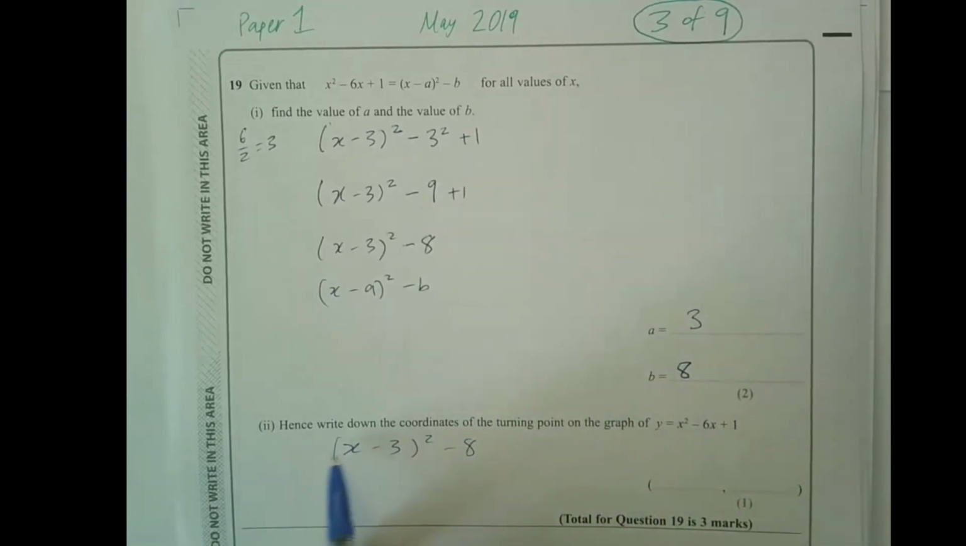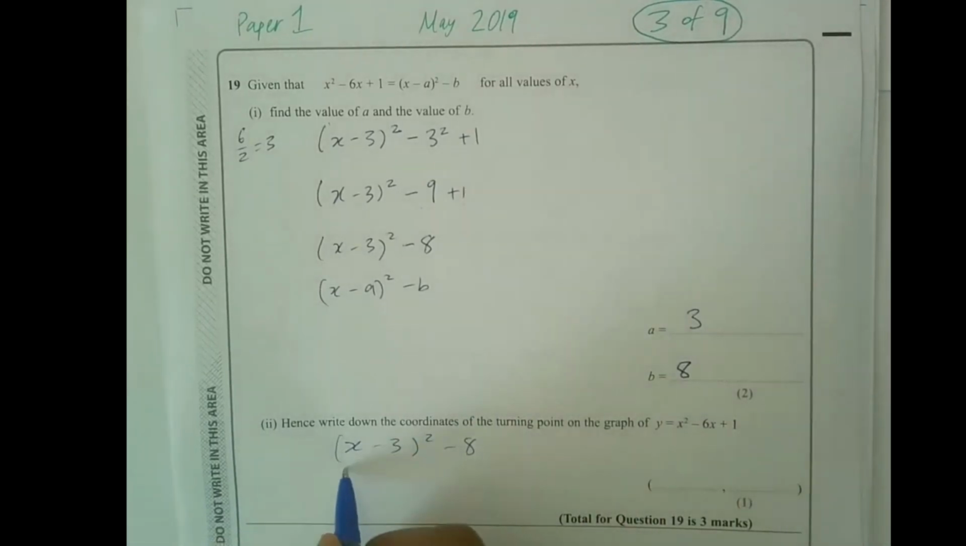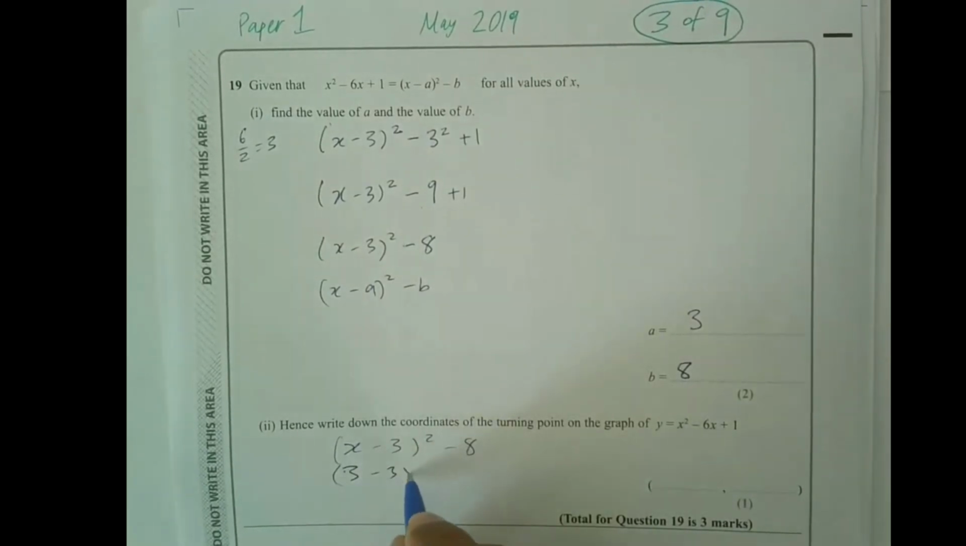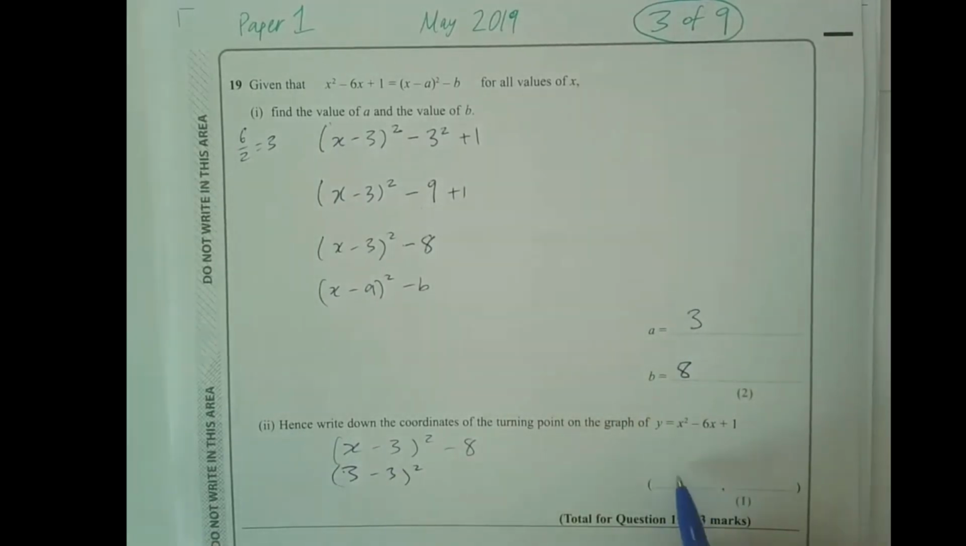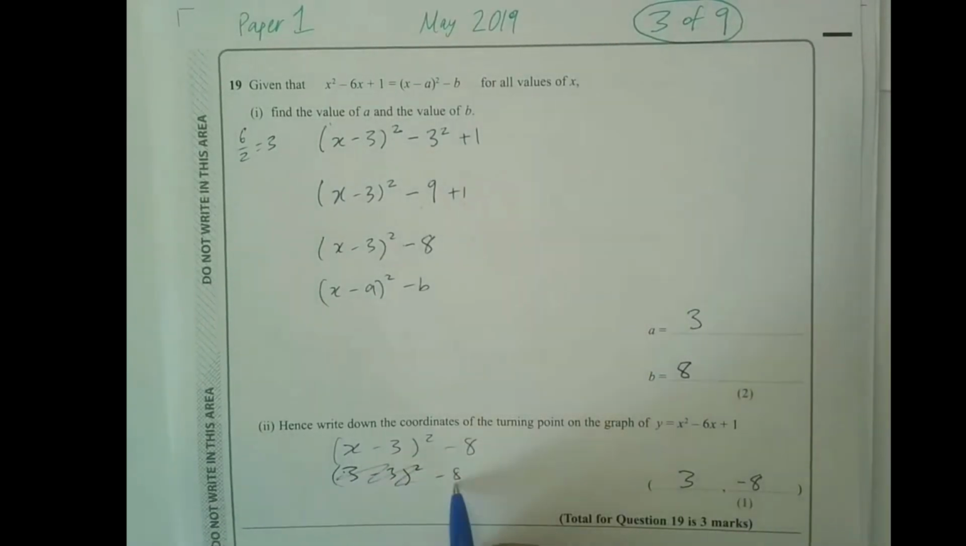So the simplest way, we want to make the bracket 0. So this must be 3 minus 3 all squared. So that makes the brackets 0. So my x coordinate is 3 and my y coordinate is minus 8. So if I ignore that, I'm left with that.